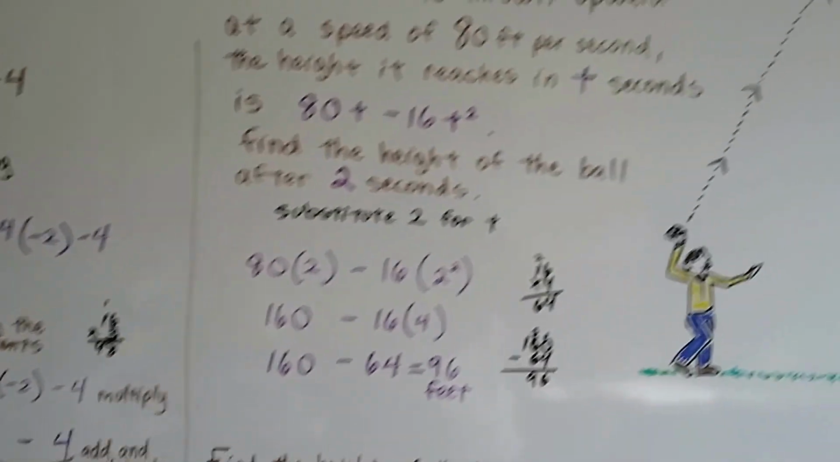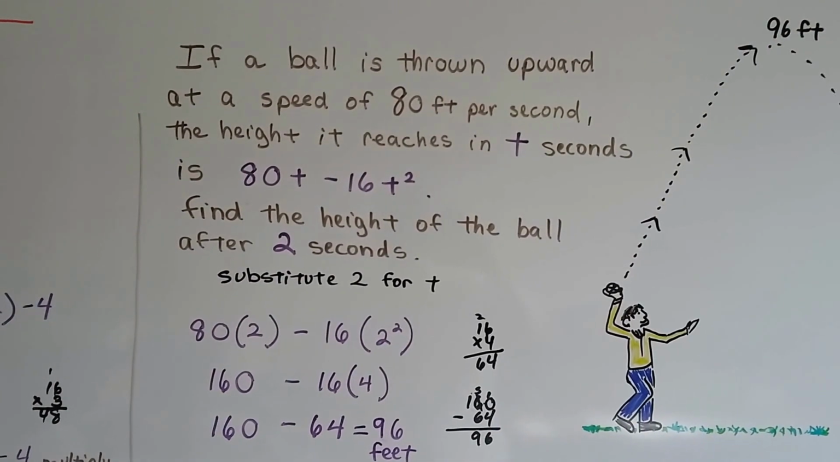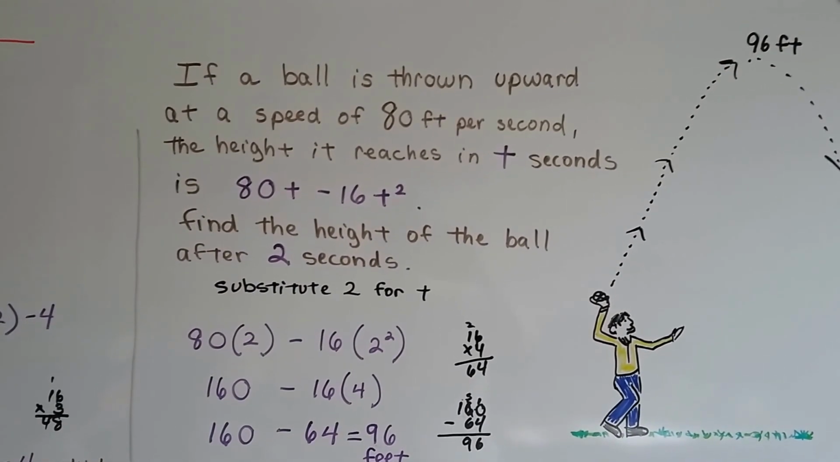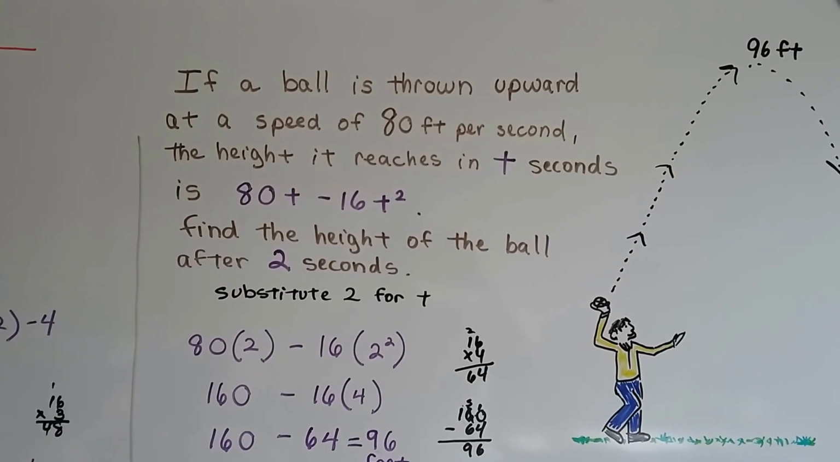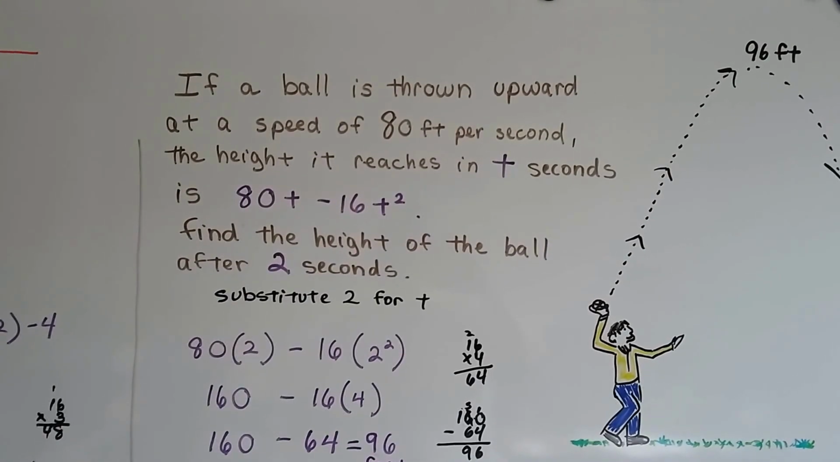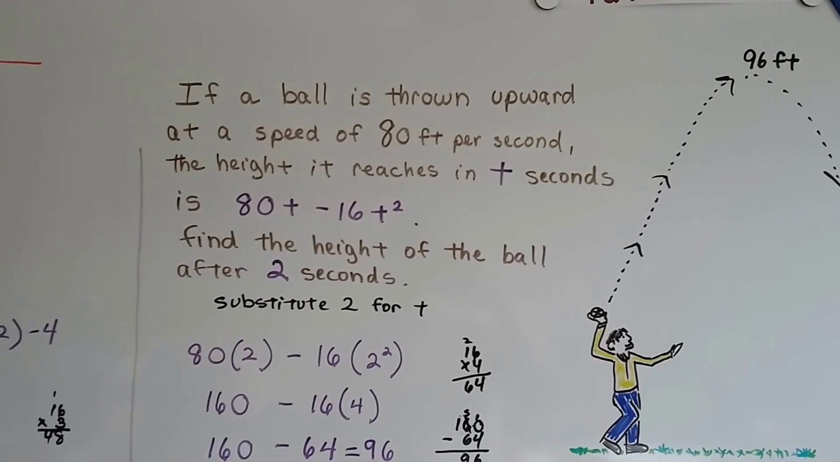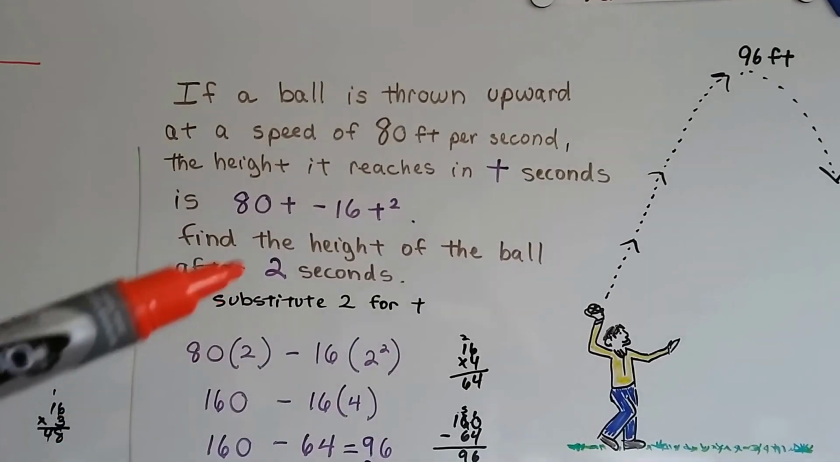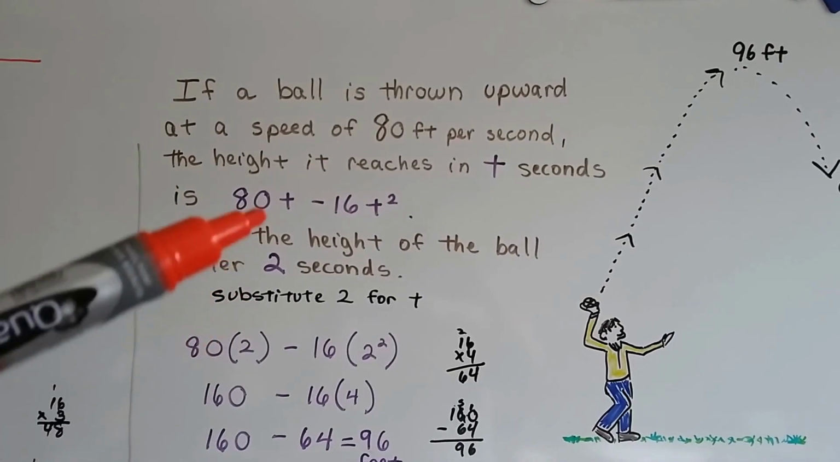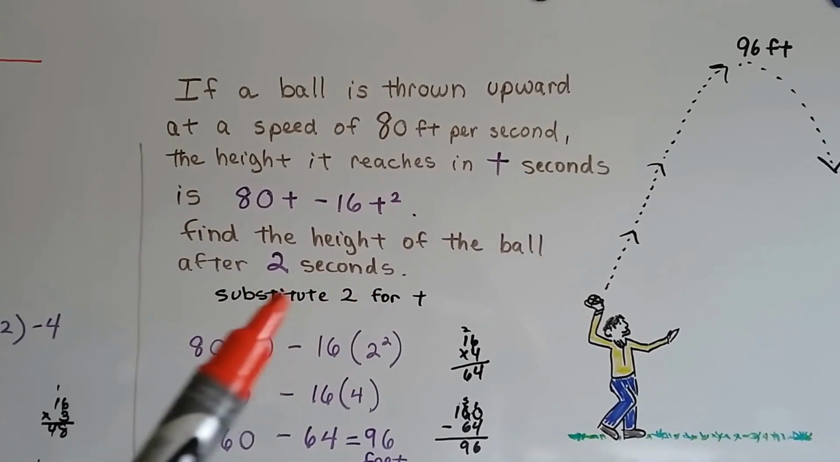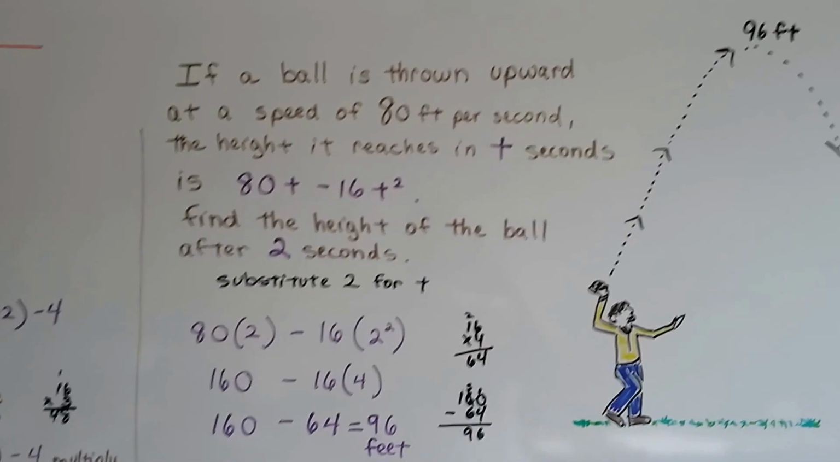Now what if we have a ball thrown upwards at a speed of 80 feet per second, and the height it reaches in t seconds is 80 times t minus 16 times t squared. Well, we find the height of the ball after 2 seconds. We plug this 2 in. We substitute the 2 wherever we see the t, because it says t seconds, and it says 2 seconds, so we're going to plug in 2 for the t.